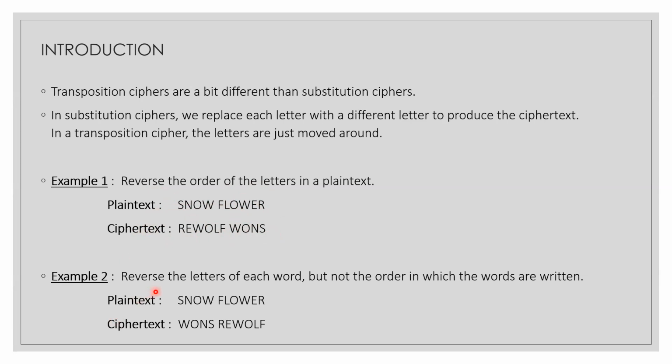The second example is reversing the letters of each word, but not the order in which the words are written. So again, the plain text is snowflower and the ciphertext here is this thing. Here the order of the words is not reversed, just the letters are jumbled around.